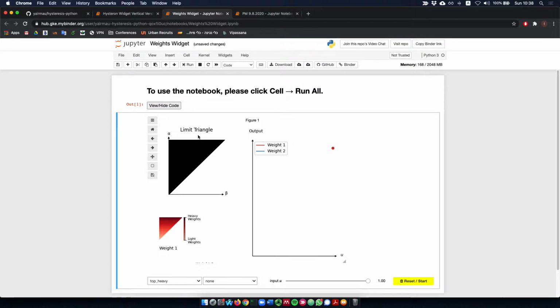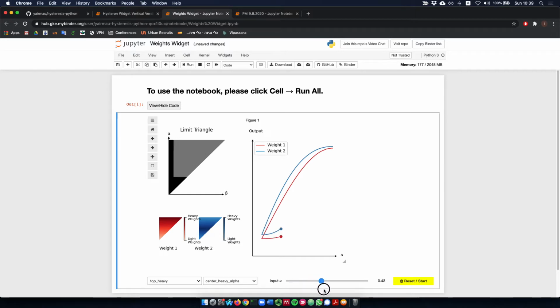In this widget, we have, again, a limiting triangle. We have a weight function here with heavy weights and light weights. We can actually add another weight function for the purposes of comparison. Then here on the right, we have a graph of output against input. We can start, again, by moving around this slider, and we can see how, as we change inputs, the two different weight functions produce two differently shaped hysteresis curves. So that is that widget.